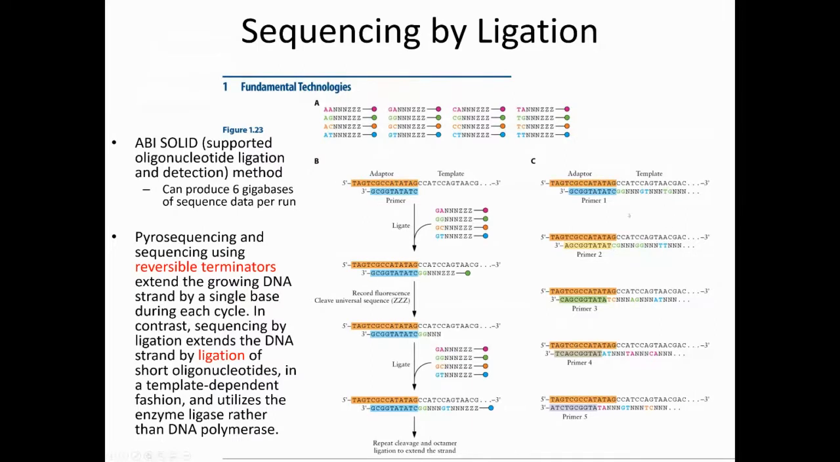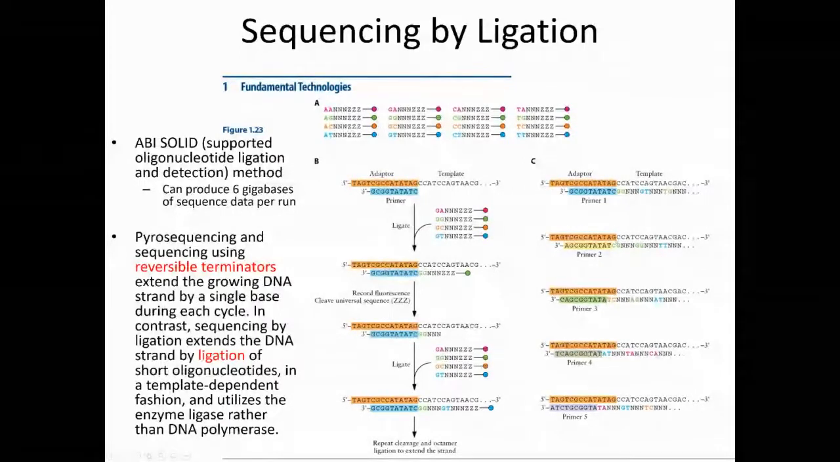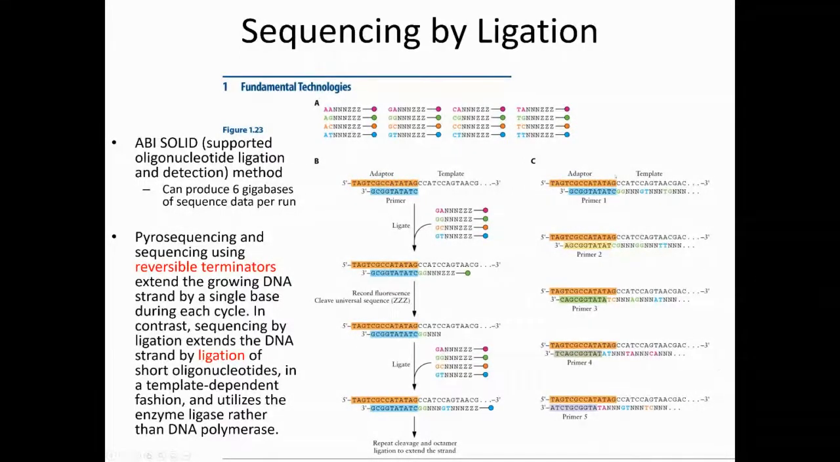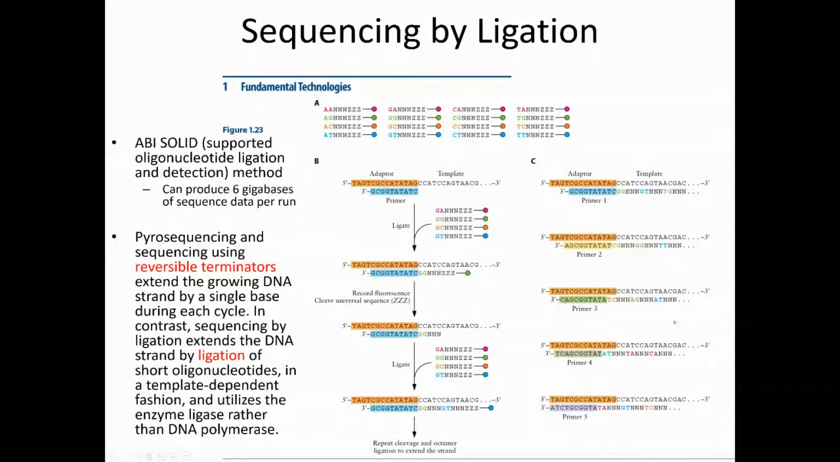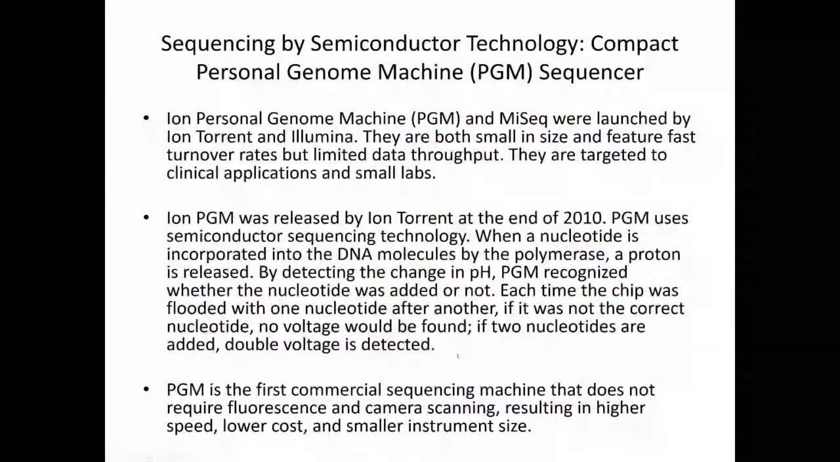So again, you perform the same ligation experiment. So then you can slowly determine the sequence. So for this ligation sequencing, you need 5 different primers in order to cover all the sequence, okay? And the sequence by the semiconductor.